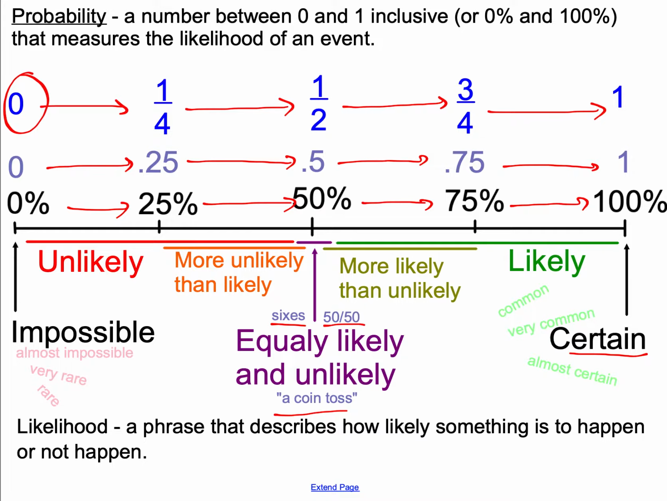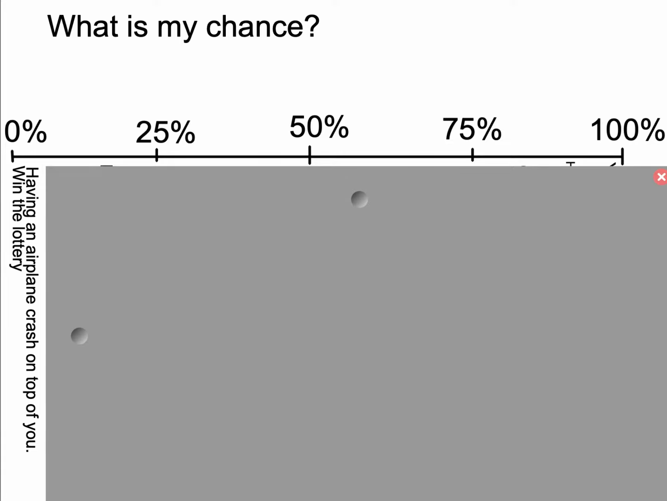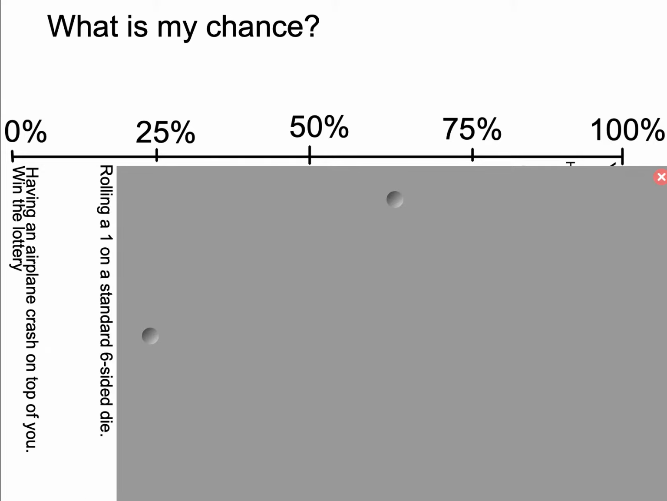Let me go over a few examples with you just to give you an idea of this continuum. Something that is nearly impossible, I didn't put an impossible thing here, is for you to win the lottery. Slightly more probable, but still extremely unlikely, is having an airplane crash on top of you. But it is more likely than winning the lottery.